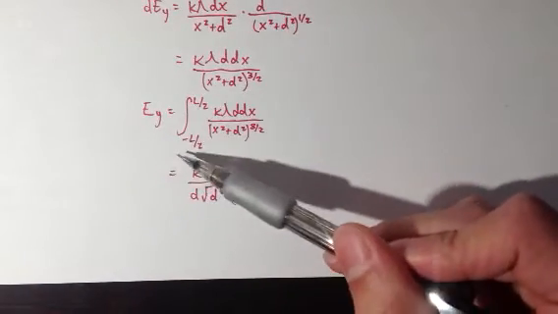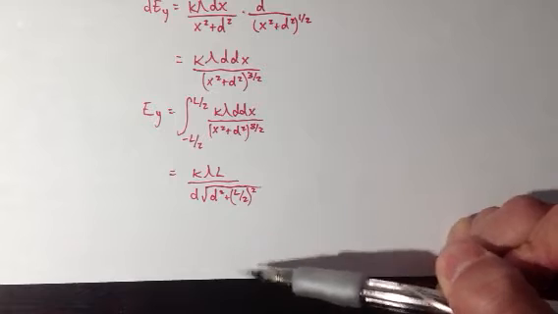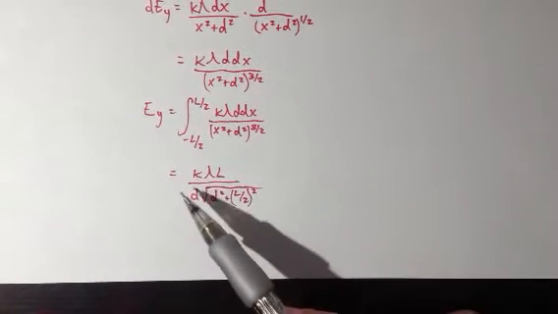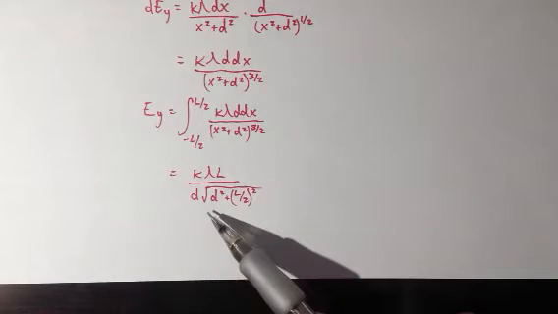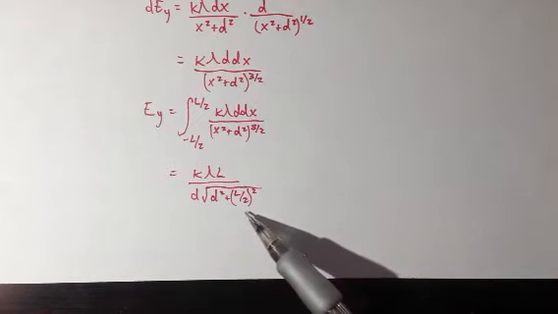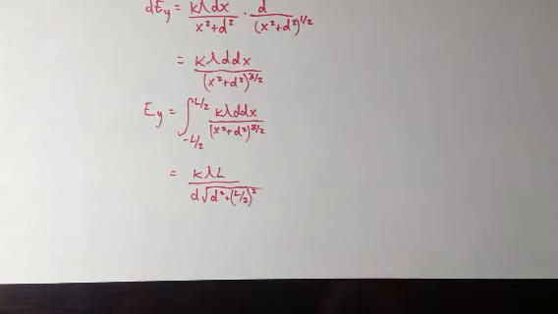Take the integral of that from negative L over 2 to L over 2. And you're going to get k lambda L over d times root d squared plus L over 2 squared. So that is the equation for the E field a distance d from a finite wire.